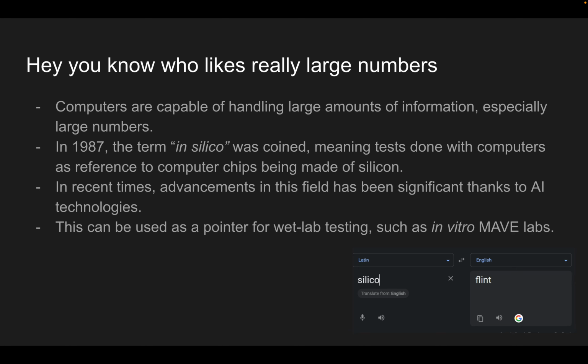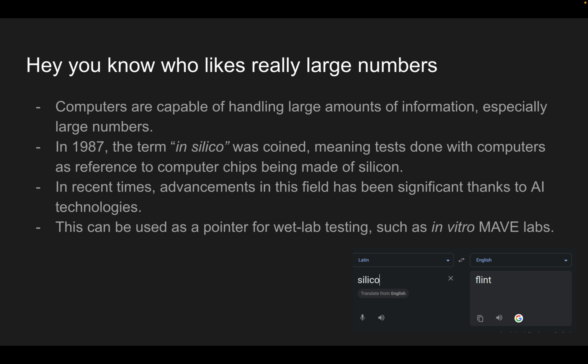AI can do this. And this can be used as a pointer for wet lab testing, such as the in vitro MAVE labs. It's kind of like a pointing pipeline where in silico does a very broad scan and finds any suspicious variants, and that's used for in vitro MAVE labs, which find possibly pathogenic variants, and that is then used for in vivo testing, or in vivo data and classification.